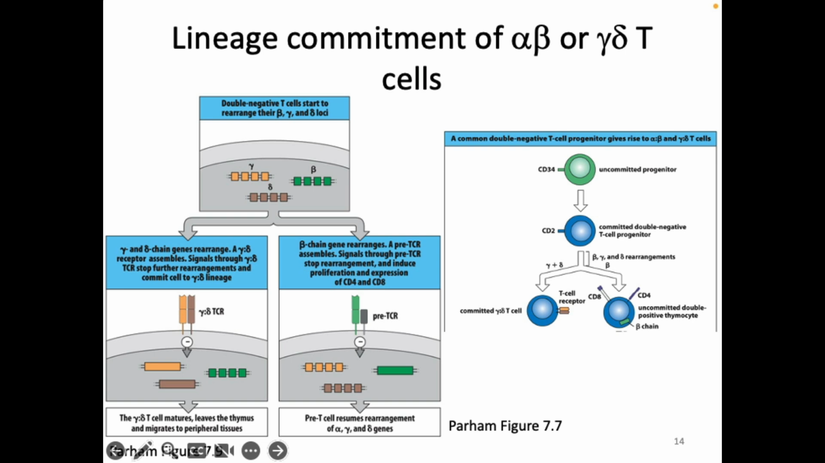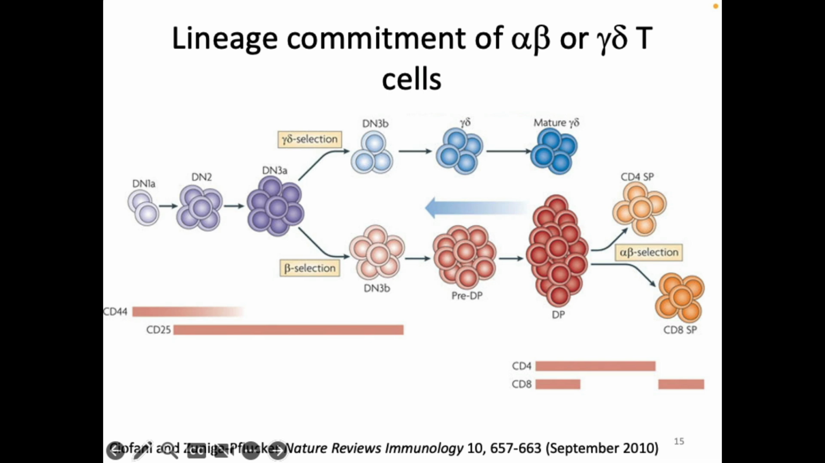If it actually starts going down that alpha beta track, it still has a little bit of an out to switch. But it's usually getting pretty committed. Though again, it does have a little bit of an out. And so you can see this happening right here, kind of at that DN3 stage where we're either going to make a beta chain or a gamma delta chain. If we make a gamma delta chain, we get a sort of DN3, and then the cell just becomes a gamma delta and is no longer part of our T cell development as we're talking about it.